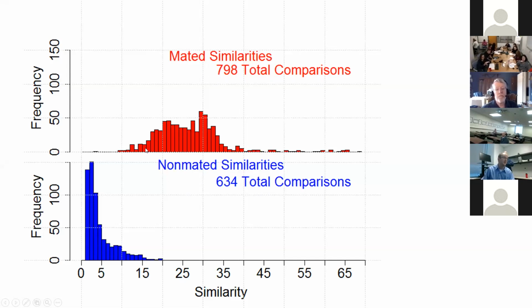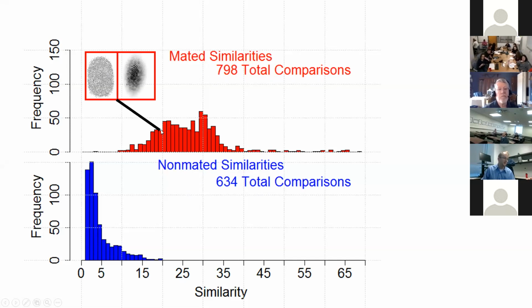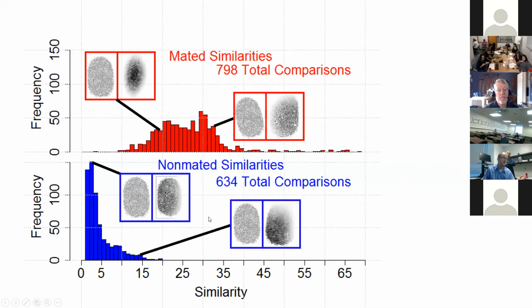And if you like, we can start to show, here's a mated comparison that produced this score, right? And here's another mated comparison that produced this score. And so this histogram is summarizing the scores that I obtained when I conducted these 798 total comparisons. And similarly, I could do the same thing with the non-mated. So I'm representing the history of the usage of this comparison method in instances where we knew what the truth was.